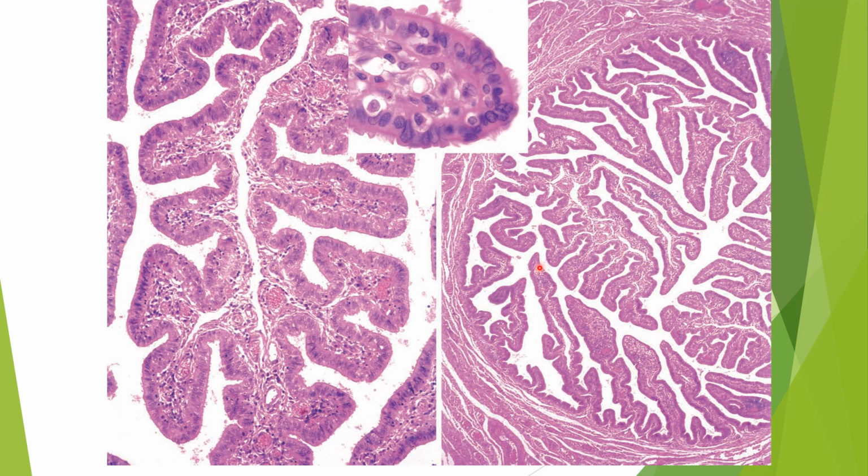Another diagram showing the fimbriated end of the fallopian tube. You can appreciate highly folded mucosa, and this inset shows higher magnification, and in this further higher magnification inset you can appreciate the epithelium, the ciliated and non-ciliated cells, and lamina propria. This area shows the lymphatic capillary. This whole is the mucosa which is formed by the epithelium and lamina propria.